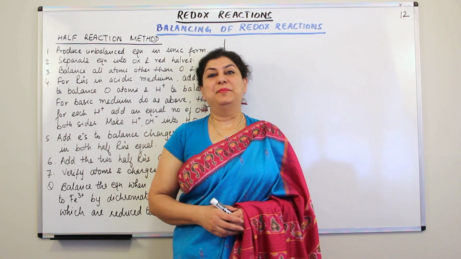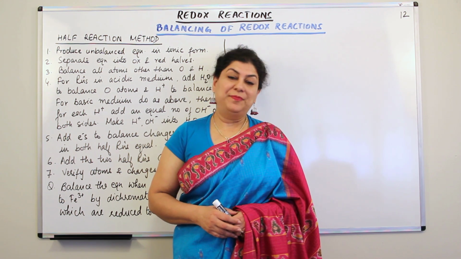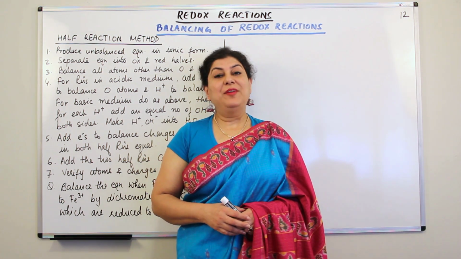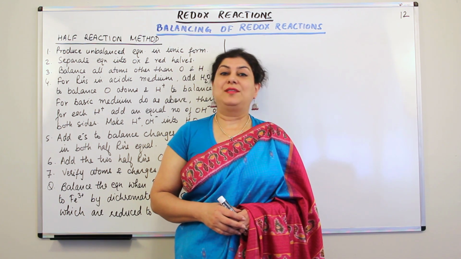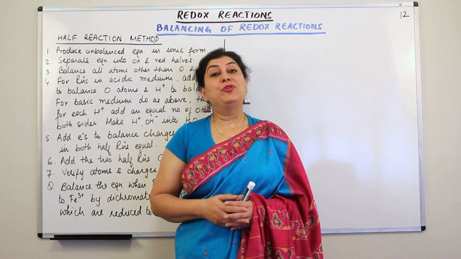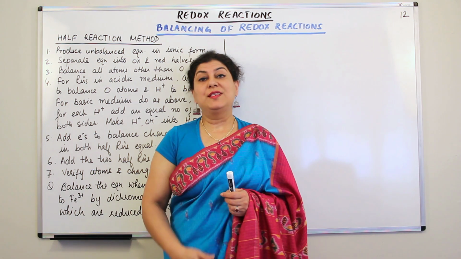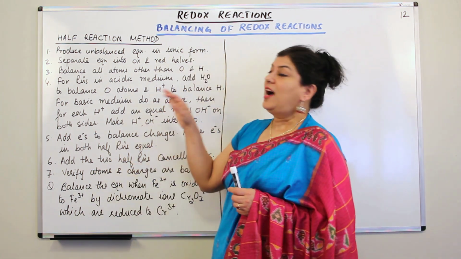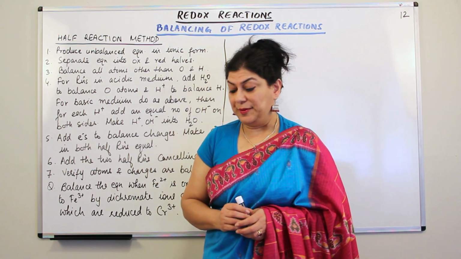Hello, I am Seema and welcome to part 12 of the chapter Redox Reactions. In the previous two parts, I have been explaining how to balance chemical equations using the first method, which was the oxidation number method. In this video, I'm going to explain the second method of balancing chemical equations, and that is the half reaction method, which is also known as the ion electron method.